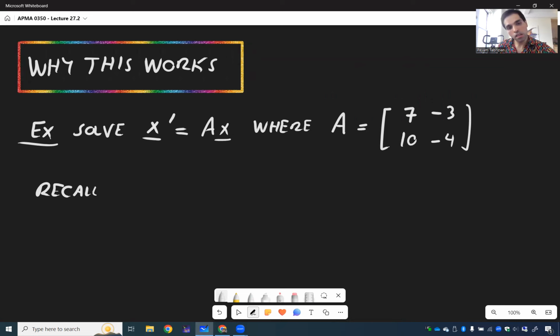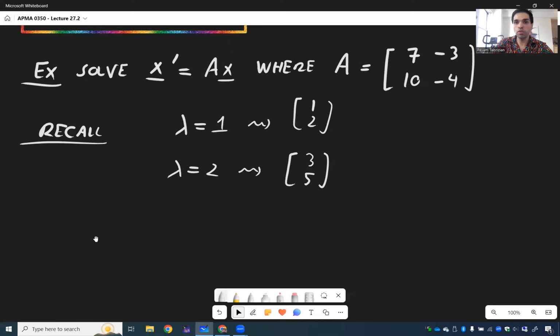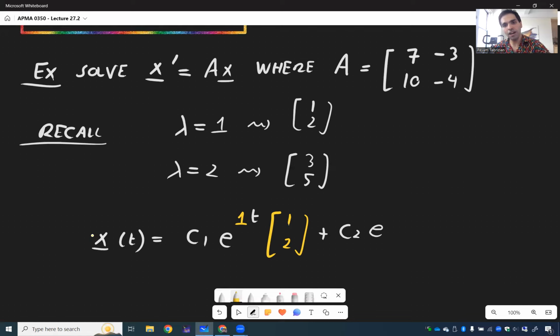So recall, we found that there are two eigenvalues, lambda equals 1 and lambda equals 2, with corresponding eigenvectors (1, 2) and (3, 5). And then what was our general solution? It was just x of t is c1 e to the eigenvalue t times eigenvector, plus c2 e to the eigenvalue t times eigenvector.